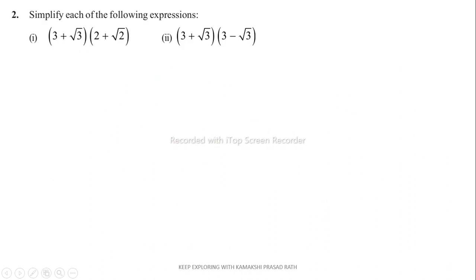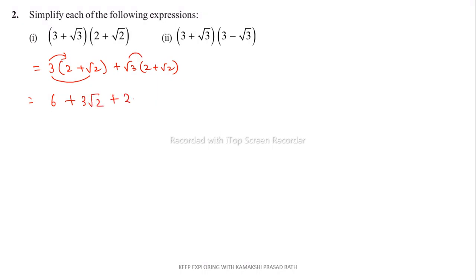Moving on, simplify each of the following expressions. 3 plus root 3 multiplied by 2 plus root 2. So we know we will be using our distributive property here. So 3 will be multiplied with 2 plus root 2, plus root 3 will be again multiplied with 2 plus root 2. Let's simplify it. So first 3 2s are 6, plus 3 into root 2 we get 3 root 2, plus root 3 into 2 we get 2 root 3, plus root 3 into root 2 we get root 6.